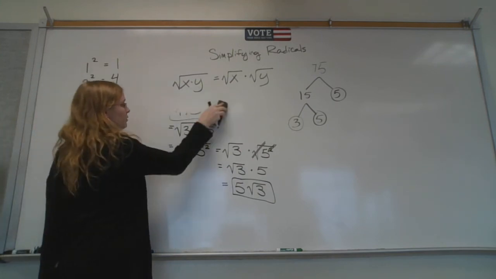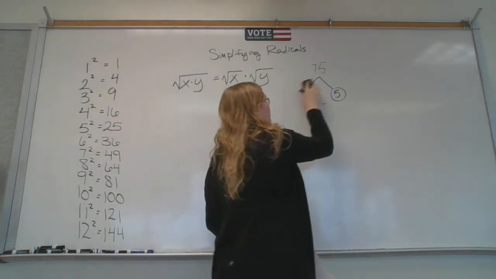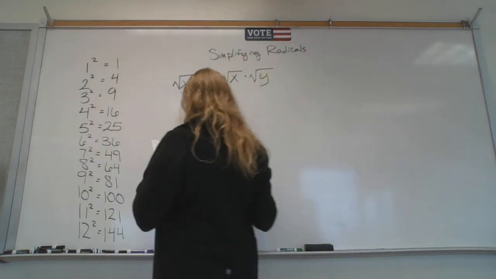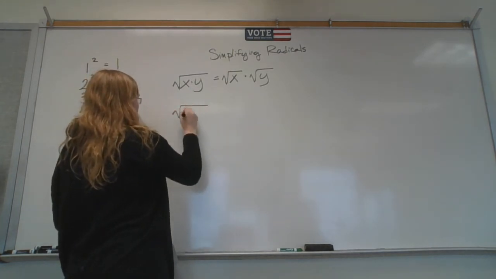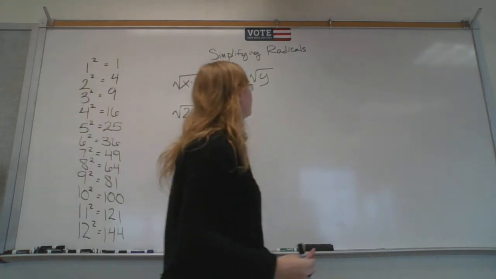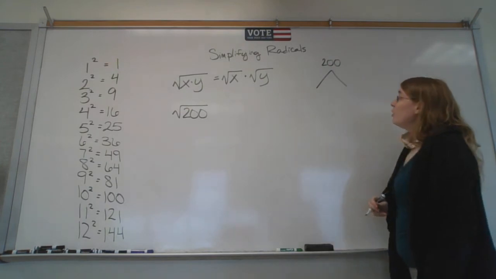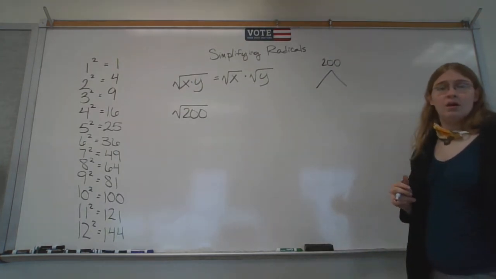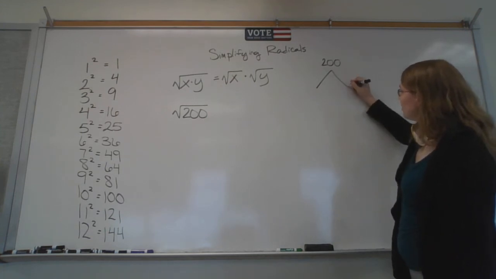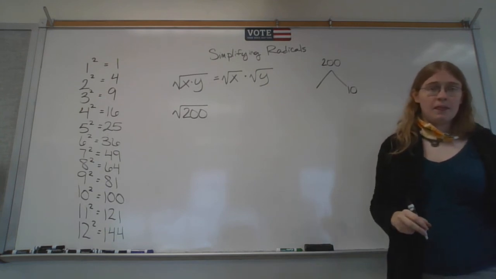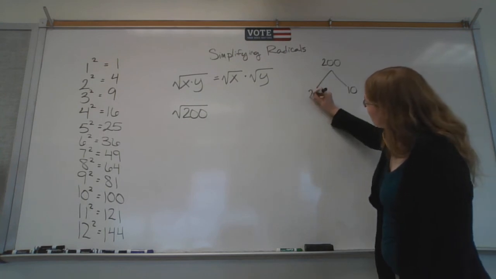All right. Let me see. Let's do square root of 200. Okay, square root of 200. So my first thought, we could say this is even, but I also know anything that ends in 0 is divisible by 10. So how many times does 10 go into 200? 20.